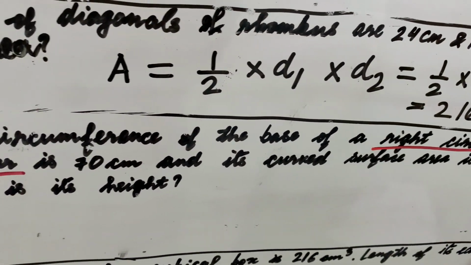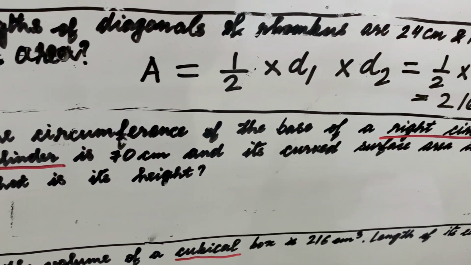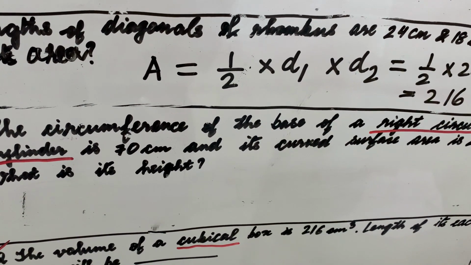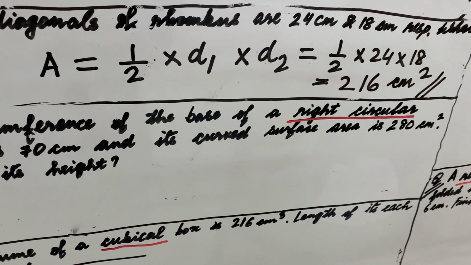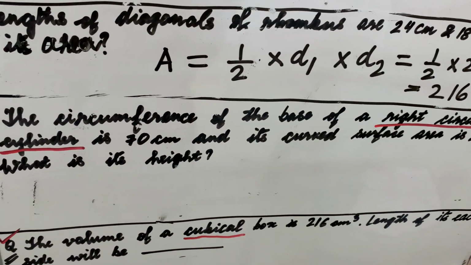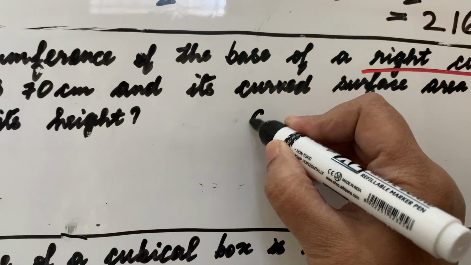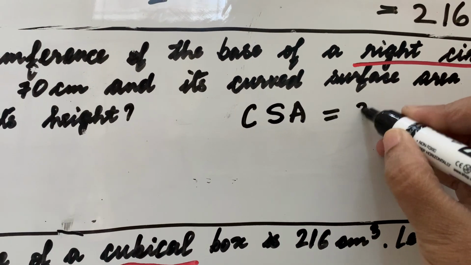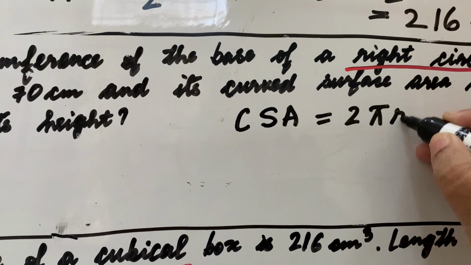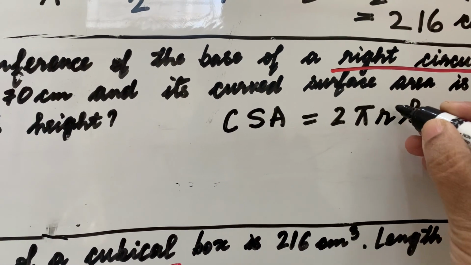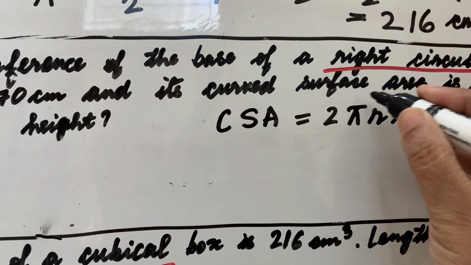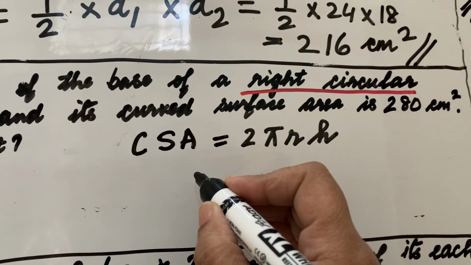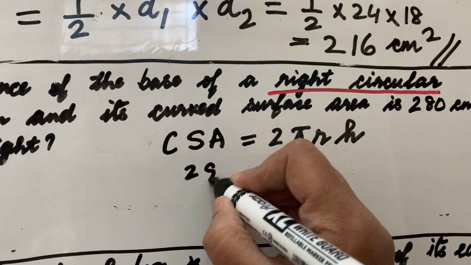Next question. The circumference of the base of a right circular cylinder is 70 centimeter and its curved surface area is 280 centimeters square. What is the height? Curved surface area is given by 2 pi r h. What is this 2 pi r? 2 pi r is the circumference. So curved surface area has been given as 280.